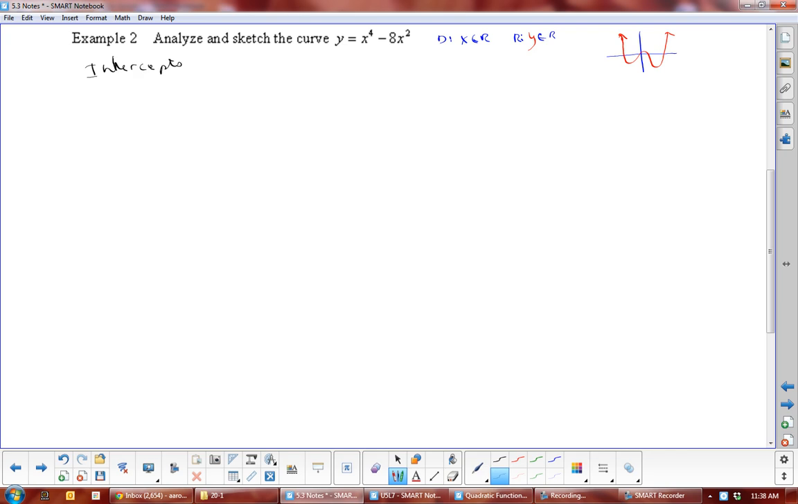Okay, so let's do intercepts. Okay, so we'll do y-intercept. That's when x equals 0. So that would be 0. 0 is my y-intercept. X-intercept is when y equals 0. So 0 equals, I'm going to take out an x squared, leaving me with x squared minus 8. So we have 0 is one of them, and plus or minus the square root of 8 would be the other one.